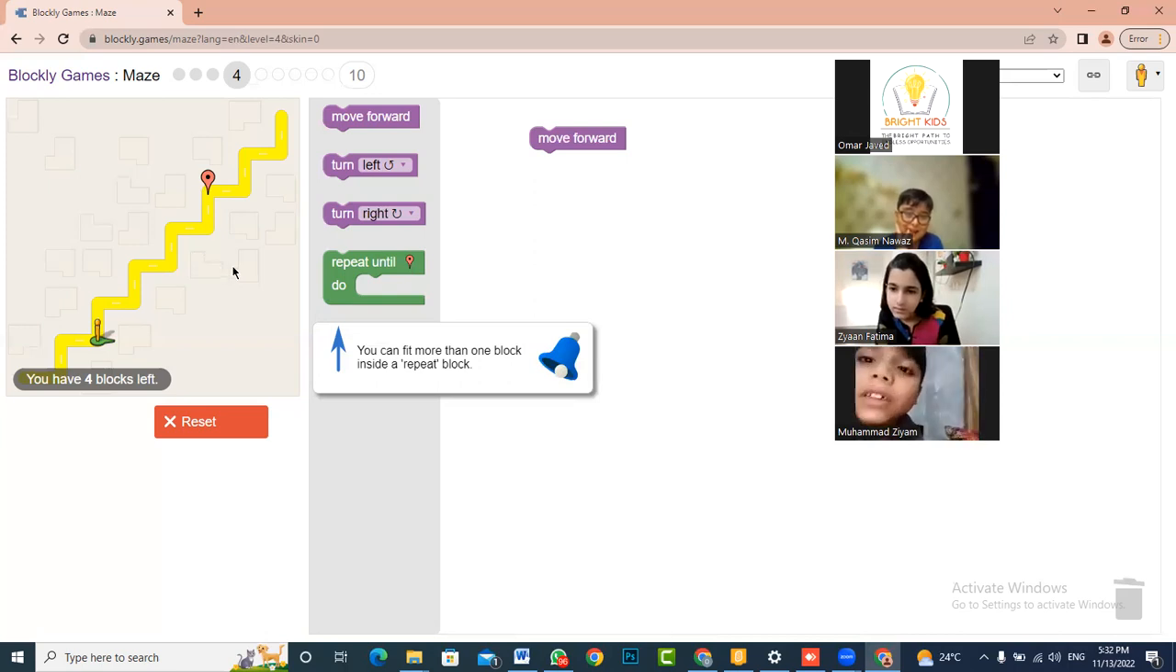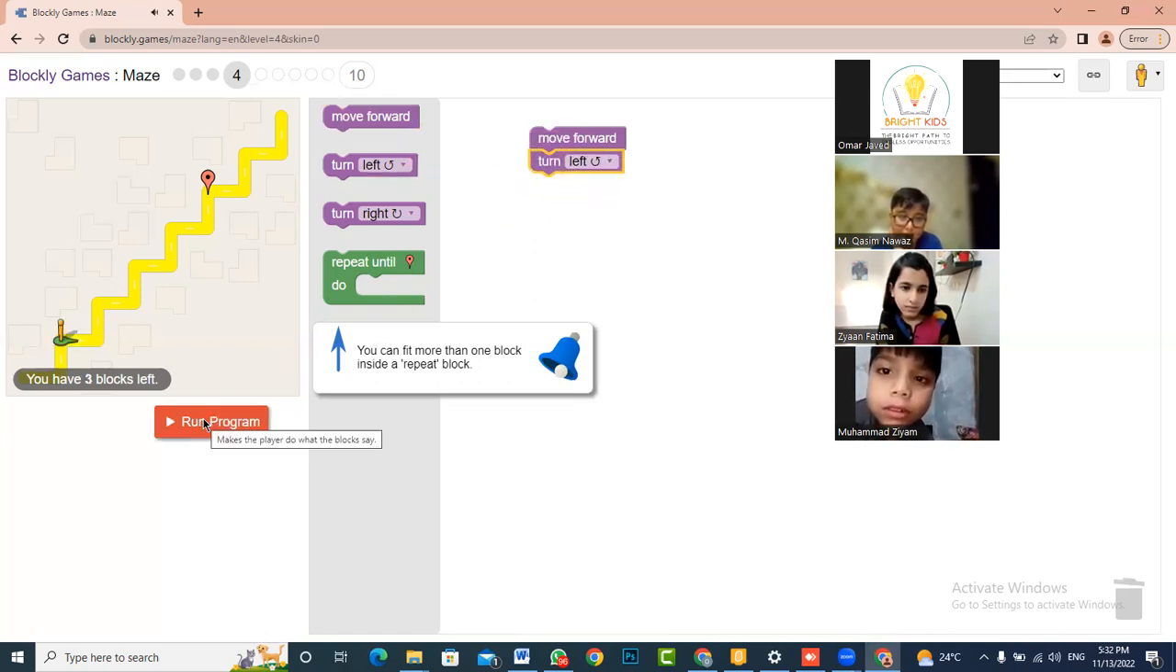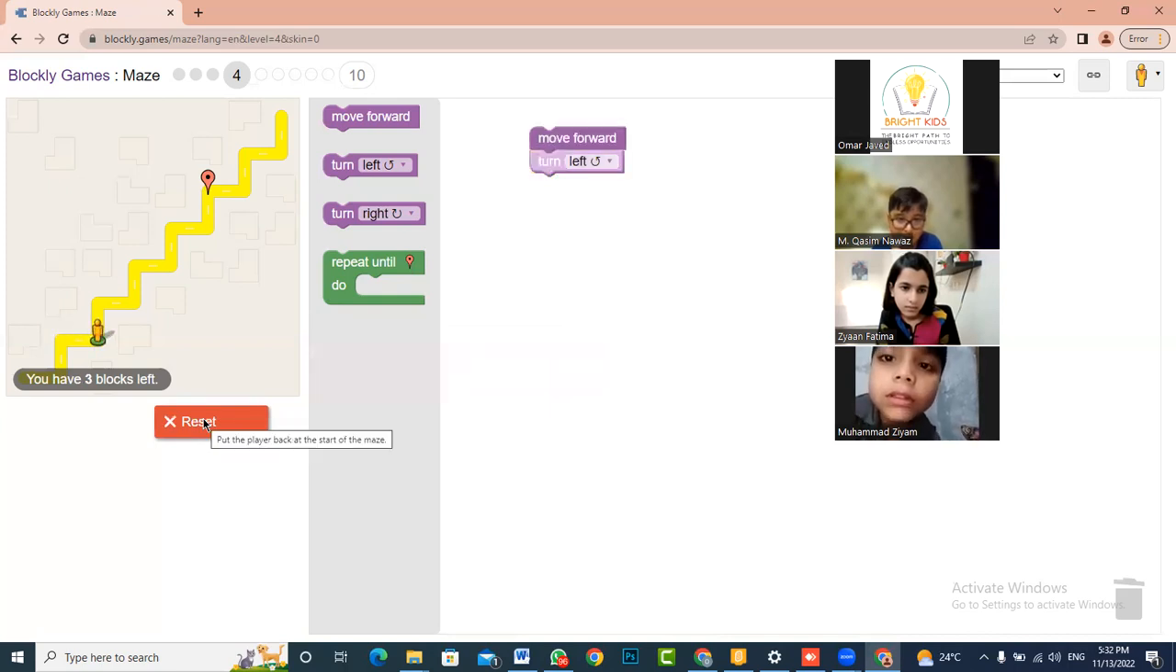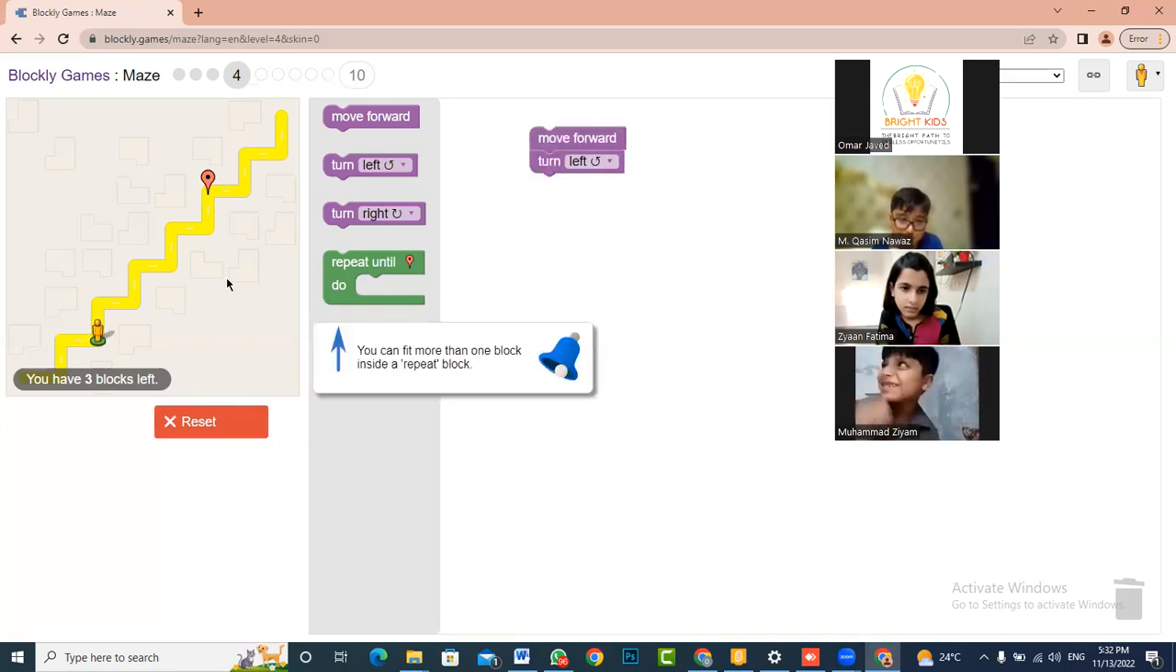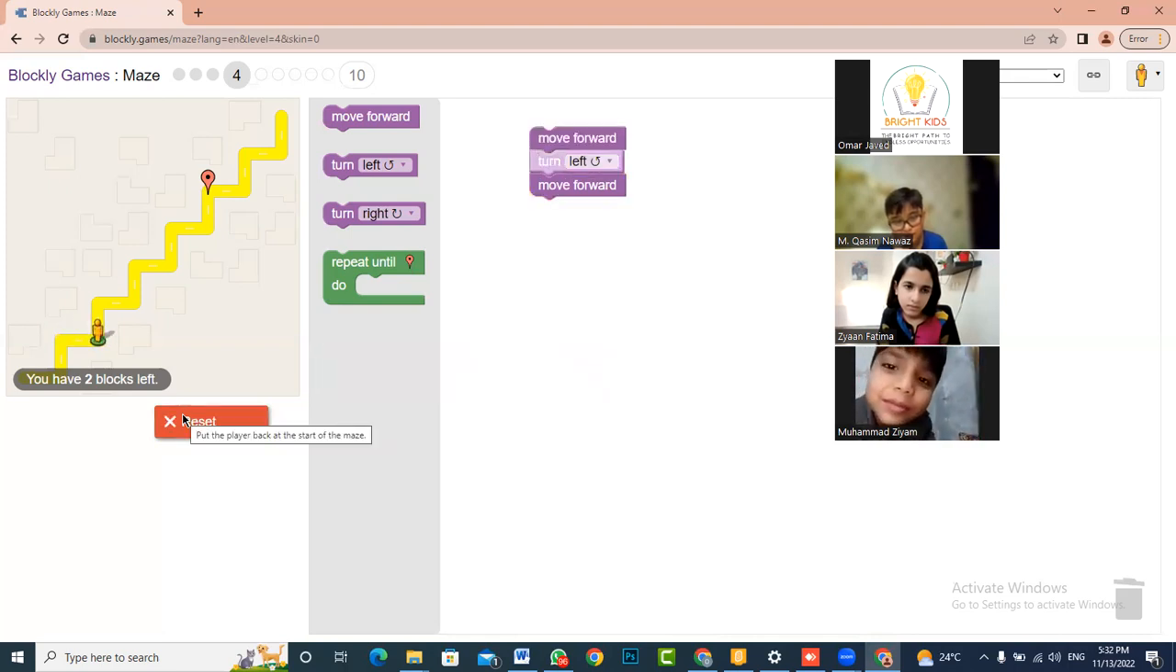Left. So if it takes a left turn, Qasim, see, if it takes a left turn, it is going to start and move up and turn upside. Now, again, it needs to take one step forward. So we are going to ask it to move forward. It will take one more step forward and go up.